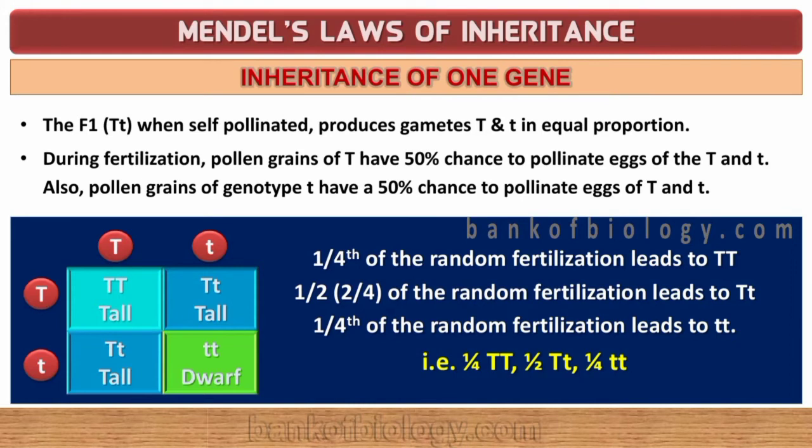Also, the pollen grains of genotype t small have a 50% chance to pollinate eggs of T capital and t small. Means to say, in the first filial generation, chances for both alleles, capital T and small t, were equal, 50-50%. 1/4 of the random fertilization leads to homozygous tall. 1/2, that is 2/4, of the random fertilization leads to heterozygous tall, T capital, t small. 1/4 of the random fertilization leads to homozygous dwarf, t into t.